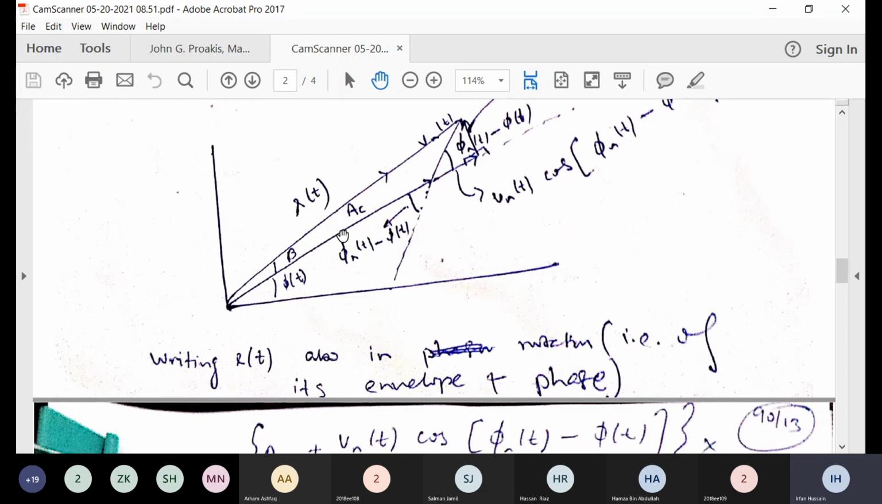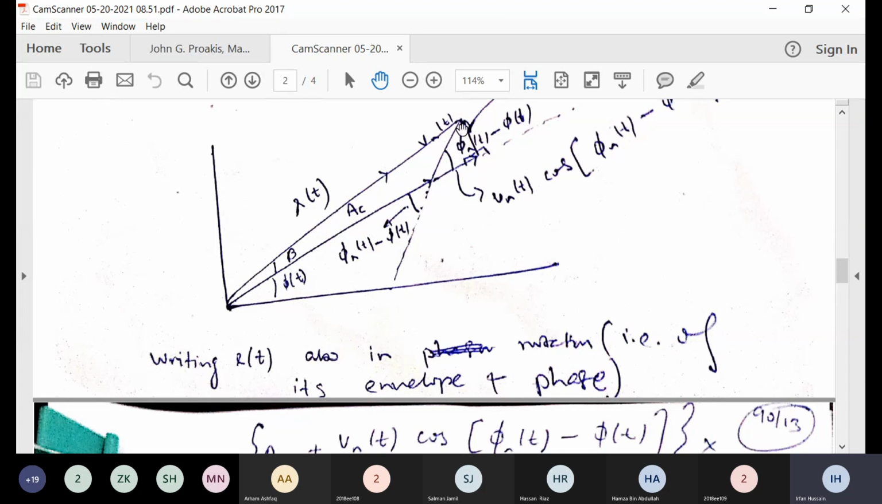Is going like this, while this line representing AC is making an angle phi nt minus phi t. If this is phi nt minus phi t, this angle, because of alternate angles, will also be equal to phi nt minus phi t. Now here this is Vn. Previously Vn was represented in terms of phi n angle, but now we have a different angle, which is phi nt minus phi t, that comes because of the intersection of these two lines.